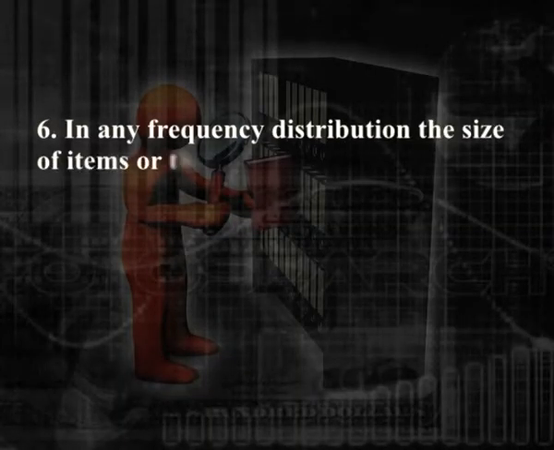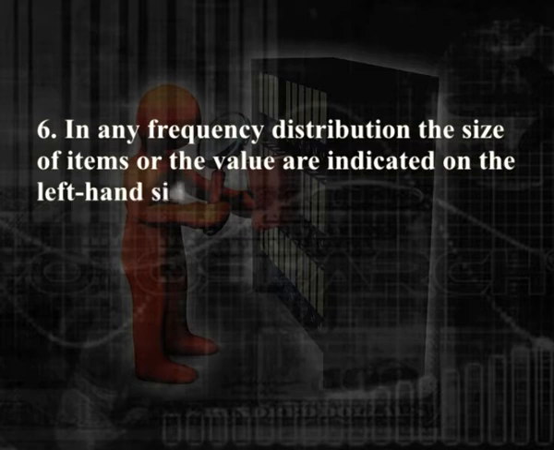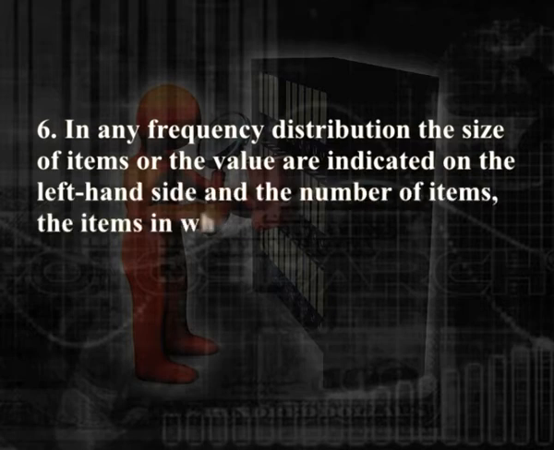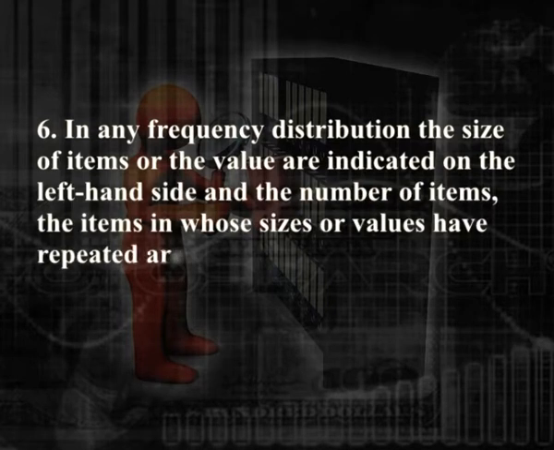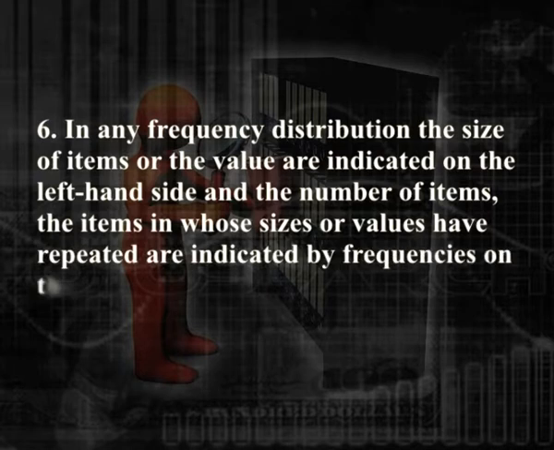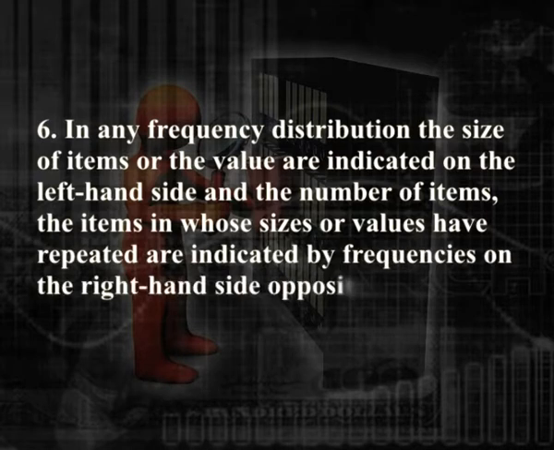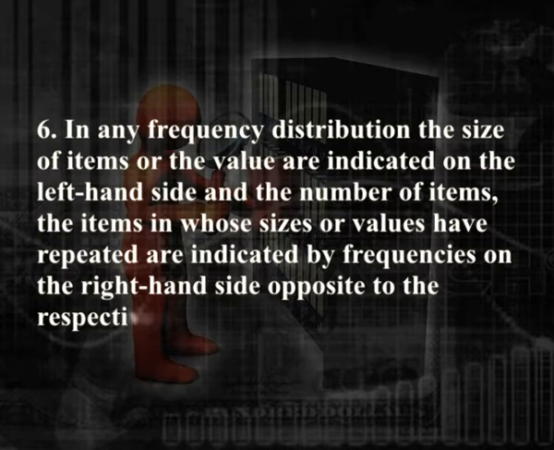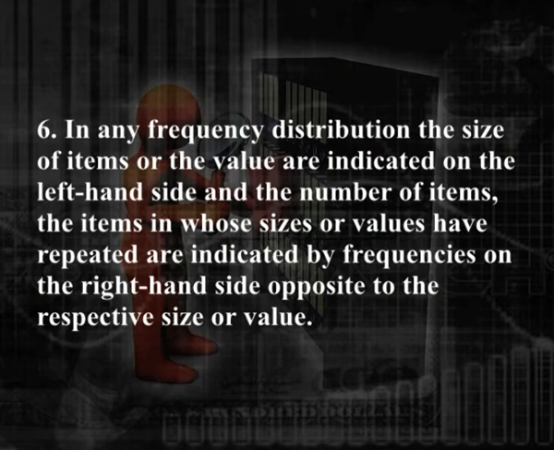Sixth point: in any frequency distribution, the size of the items or the values are indicated on the left-hand side, and the number of items, that is, the items whose sizes or values have repeated, are indicated by frequencies on the right-hand side opposite to the respective size or value.